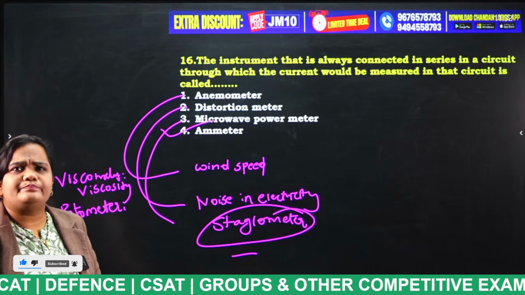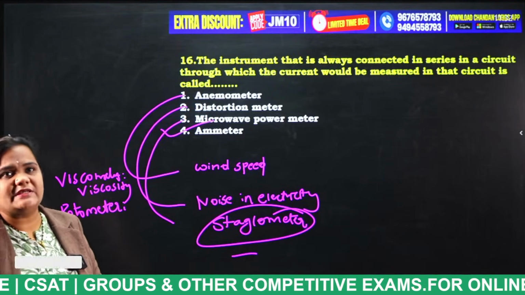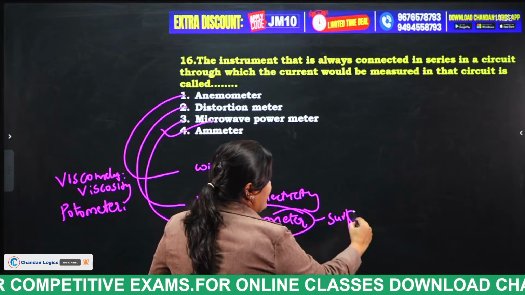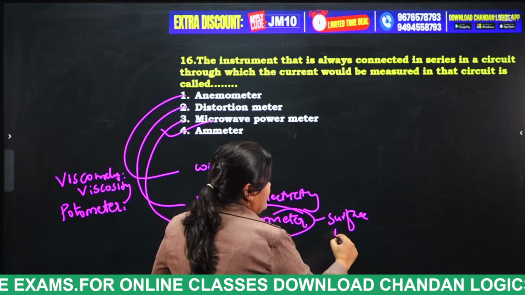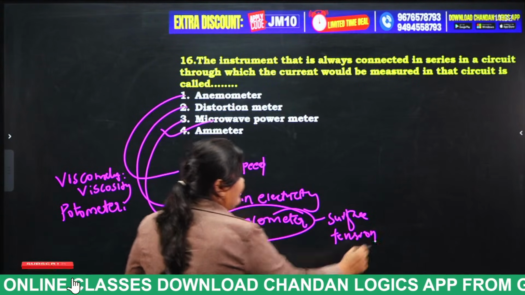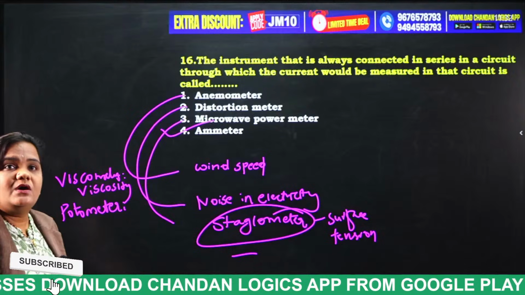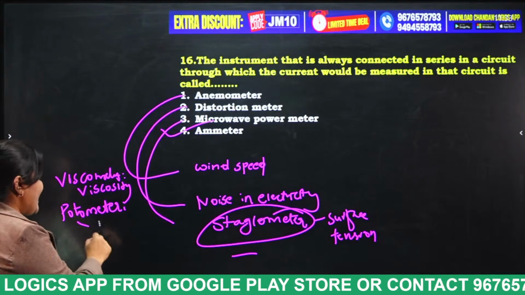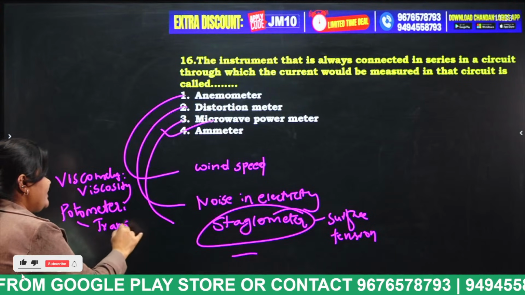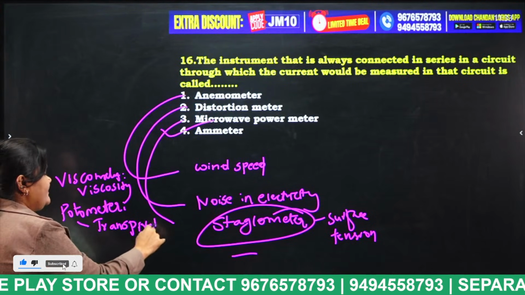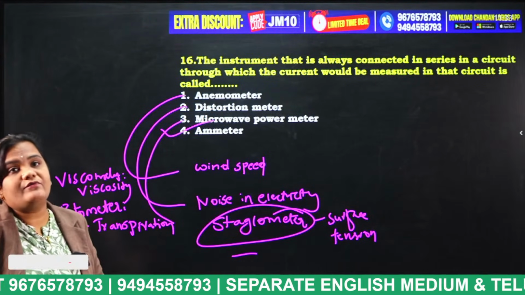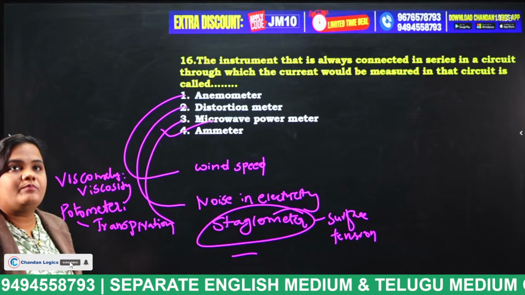Viscometer, viscosity. Stalagmometer is for surface tension. You all know what we mean by surface tension? Force by length, we call it surface tension. And potometer is used to measure what, students? Transpiration in plants. Transpiration in plants is measured by this potometer. It is also known as transpirometer. Photometer is for light. Very good. Next.